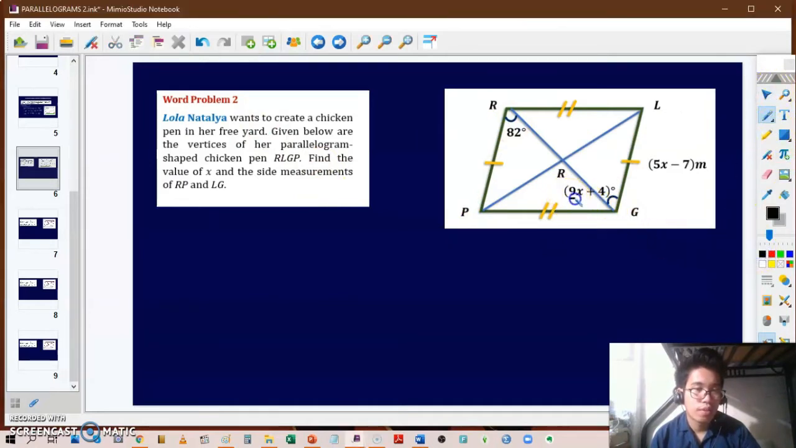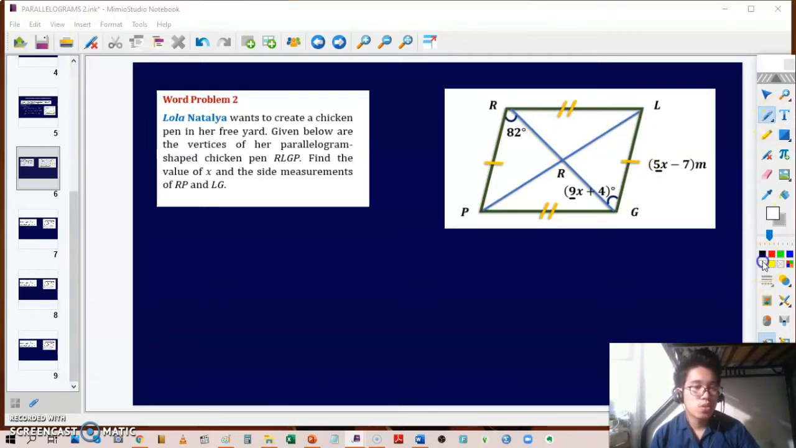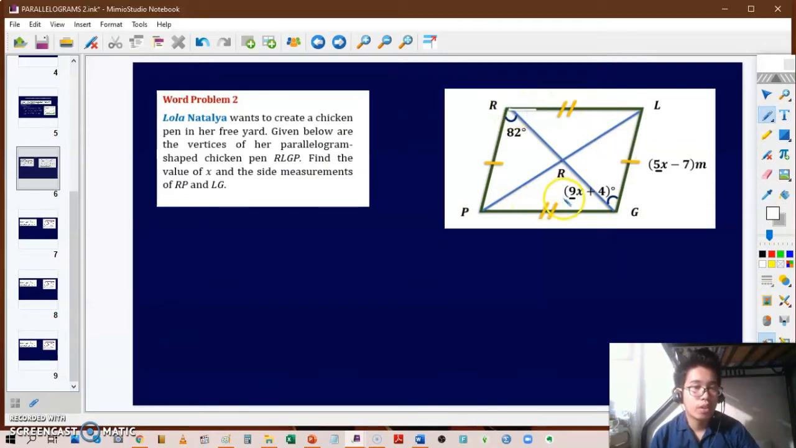Using this given angle and this given side, we also need to find the measurements of sides RP and LG. So let's start first with what we know here. We have a pair of parallel lines, and a diagonal that also acts as a transversal, and therefore we have two alternate interior angles, angle PRG and angle LGR. So we can say that angle PRG is congruent to angle LGR.